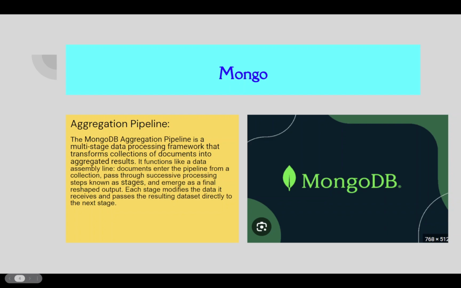I'll go through one of the aggregation pipelines in my next videos, because if you are working on MongoDB, you definitely need to work on the aggregation pipeline. So here is the definition. The MongoDB aggregation pipeline is a multi-stage data processing framework that transforms collections of documents into aggregated results. So either when you're writing the data or when you're reading the data, this aggregation pipeline will convert the collections into documents.